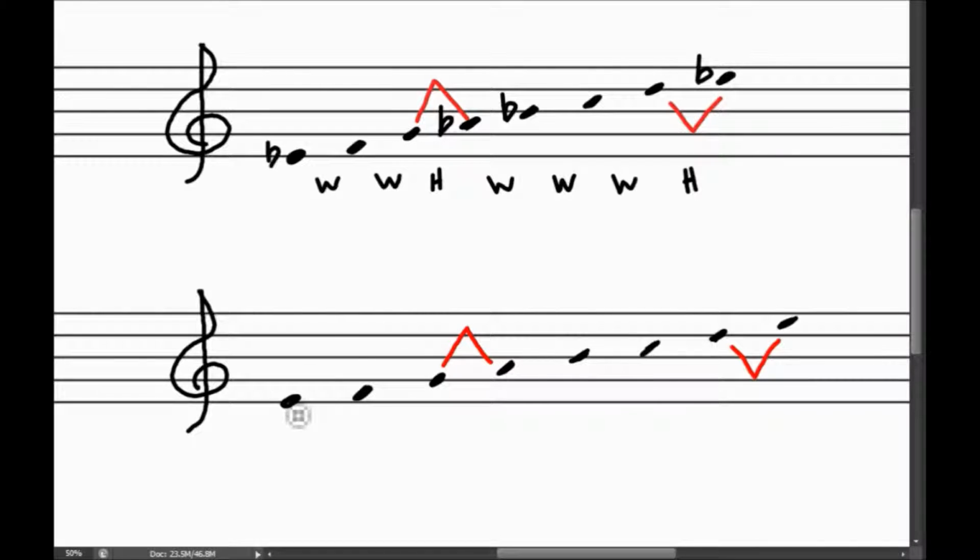So a whole step is E to F sharp, so there's my first one. Then a whole step, F sharp to G sharp, there's my next one. G sharp to A is a half step, so I'm good there. A to B is a whole step. B to C, I need to change this to a C sharp for a whole step. C sharp to D, I need to change to D sharp for a whole step. And then D sharp to E is already my half step.